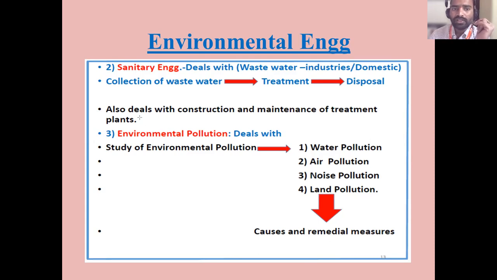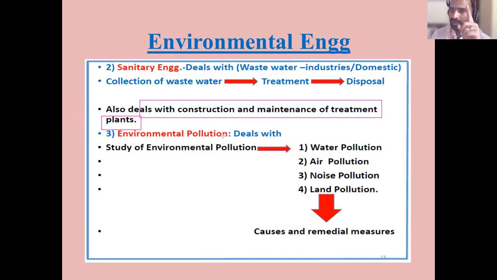Next one, it also deals with the construction and maintenance of the treatment plant. So third one is environmental pollution. First one is what? Just tell me, all of you. First one is water supply engineering. Second one is sanitary engineering. Sanitary engineering is also called wastewater engineering. Okay, third one is environmental pollution.